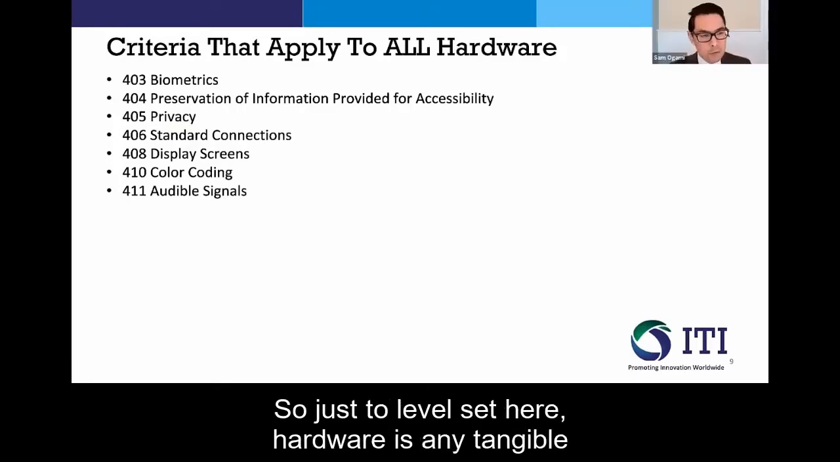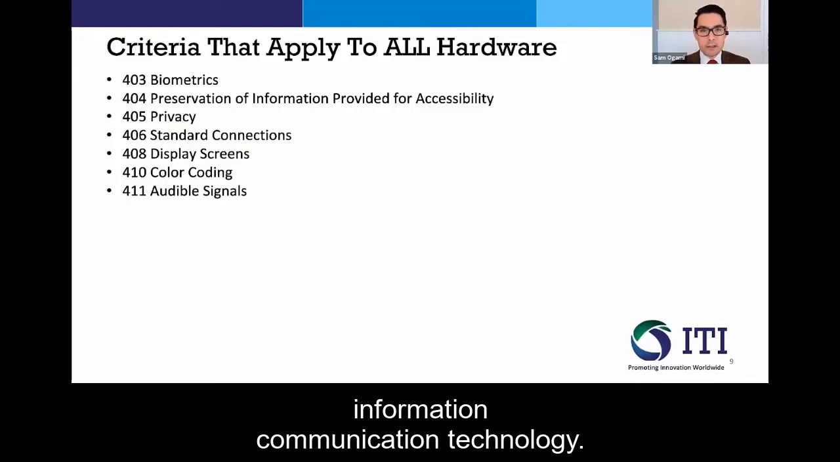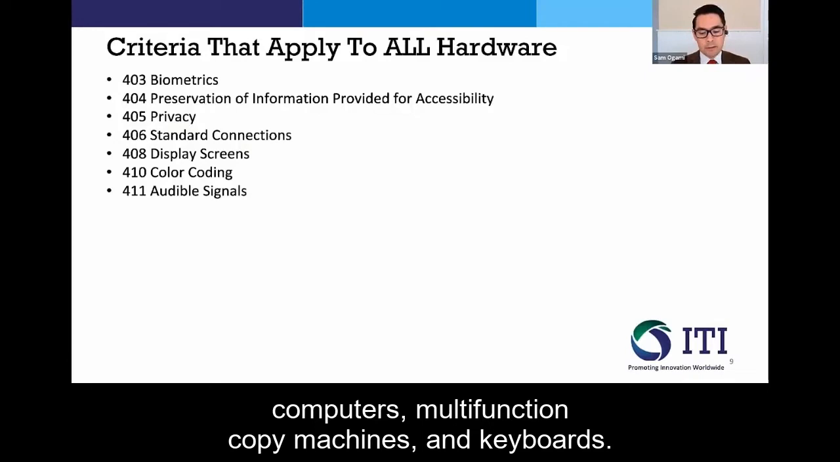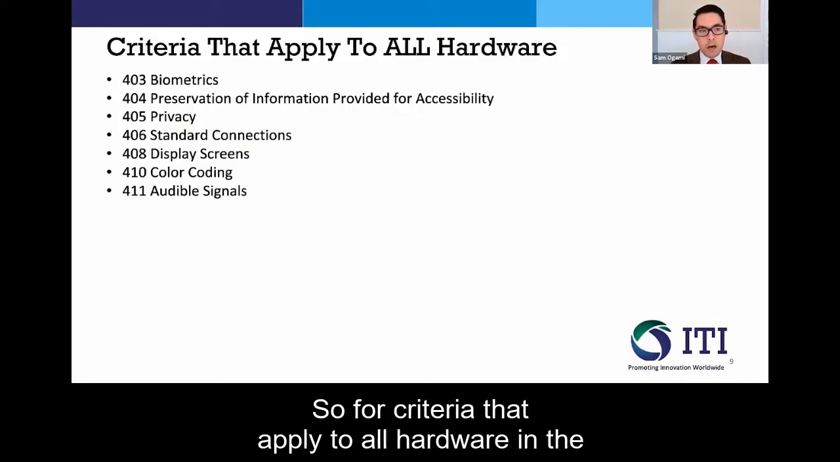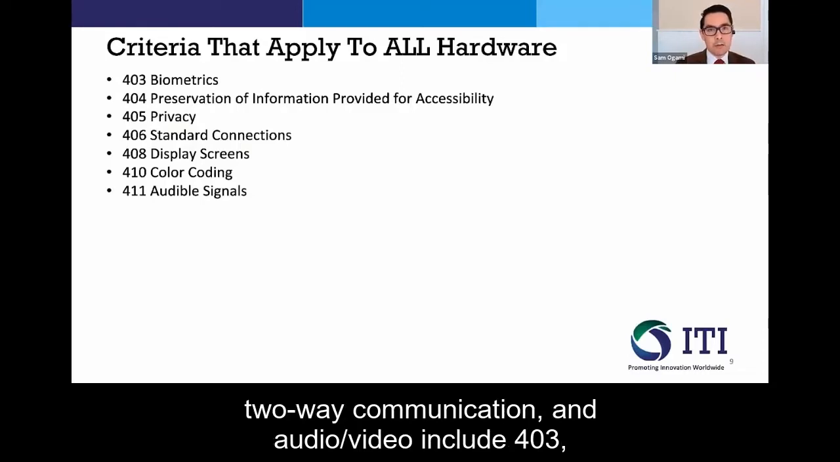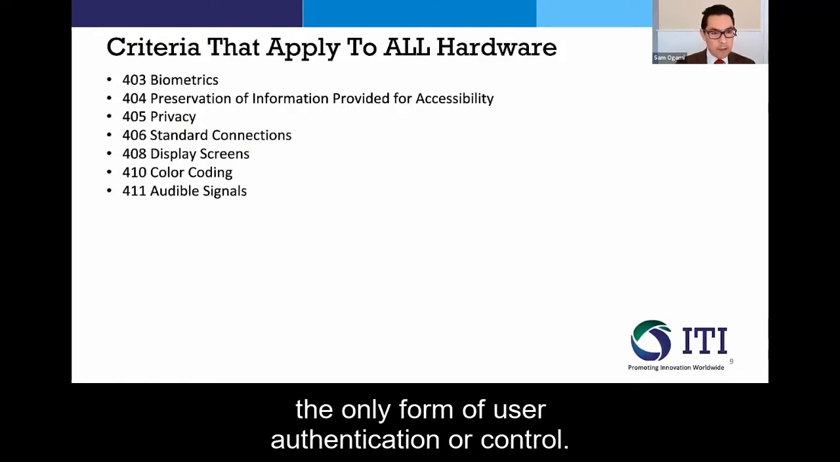Thank you, Michelle. So just to level set here, hardware is any tangible device, equipment, or physical component of information communication technology. And examples of this can be things like telephones, computers, multifunction copy machines, and keyboards. So criteria that apply to all hardware in the categories of closed product, back office, two-way communication, and audio video include 403 biometrics. And this is that biometrics is not used as the only form of user authentication or control.